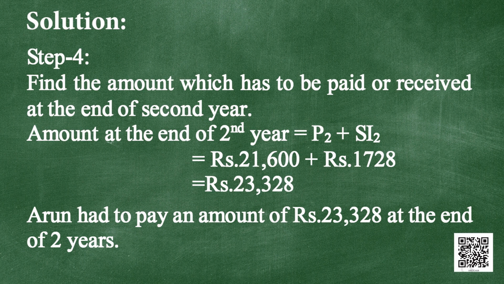In step 4, find the amount which has to be paid or received at the end of the second year. So the amount at the end of the second year is equal to P2 plus SI2. Our principal for the second year is rupees 21,600 plus the simple interest for the second year, rupees 1,728. So the sum is rupees 23,328. Students, Arun has to pay rupees 23,328 after 2 years.